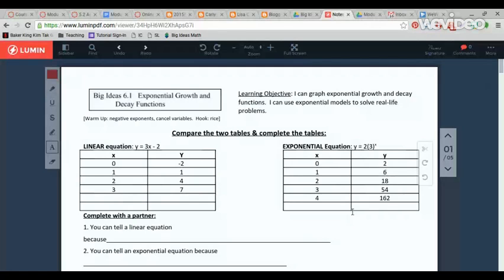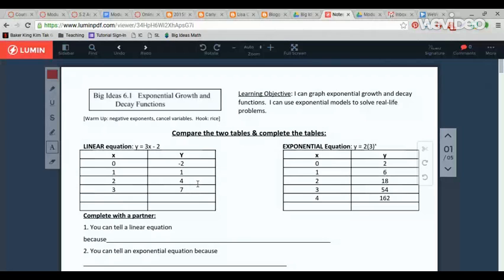The unit that we're beginning this semester is called exponential functions. This is different from linear equations that you've learned about in Algebra 1. If you look at the table on the left here, you'll notice that with each row, as x increases by 1, the y you add 3 each time, and that's the pattern for every linear function.